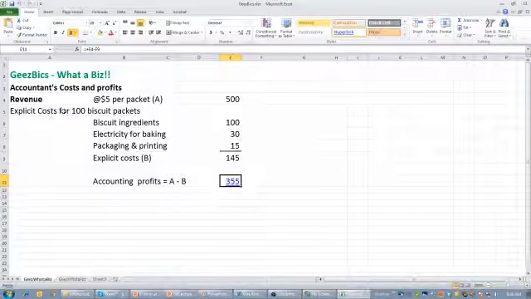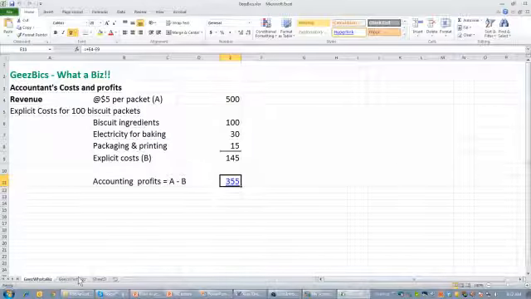And the explicit costs are the costs that the accountant can measure. He knows that the ingredients cost me $100. The electricity for baking, I pay my brother a $30 token amount to use his ovens. Packaging and printing, let's say, is $15, and explicit costs, let's say, of $145 in total, namely 100 plus 30 plus 15. If we take these away from the revenues, $500, we arrive at a rather attractive business with $355 profit.